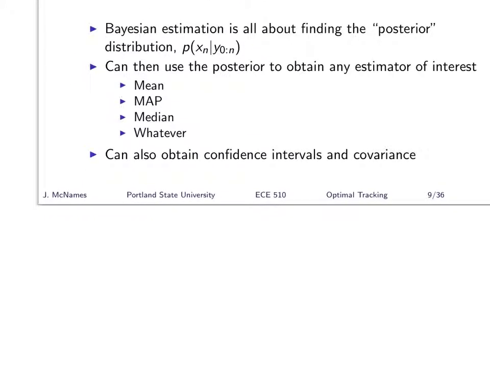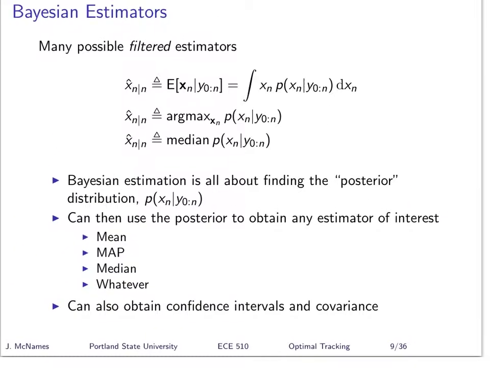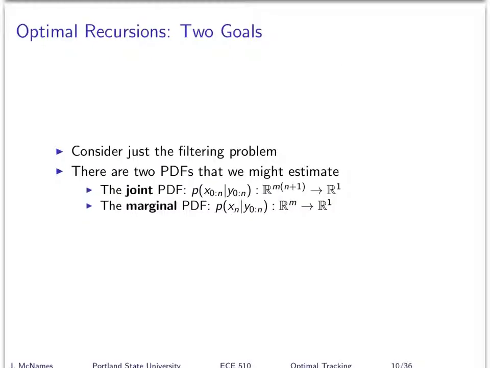And one of the other things that will come out of this, part of the teaser on Monday, is that we'll also be able to obtain confidence intervals and a measure of covariance of our estimates, which is outstanding. That's just icing on the cake that you usually don't get in most algorithms.